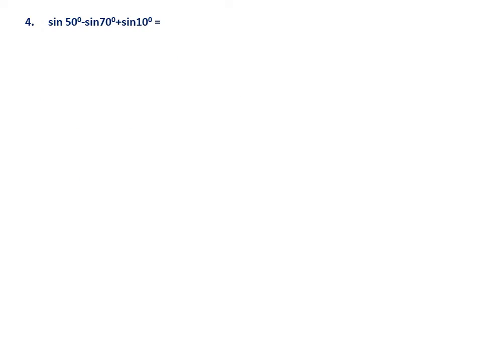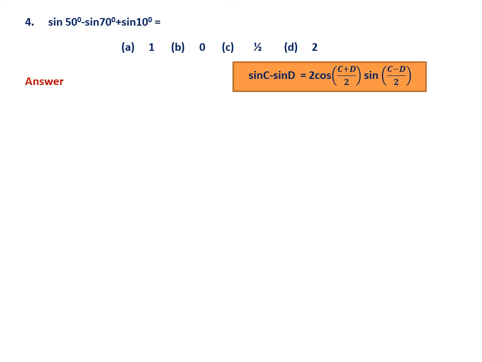Next question. Sin 50 degree minus sin 70 degree plus sin 10 degree equal to. So what are the values? 1, 0, 1 by 2, 2. So let us see the formula first.